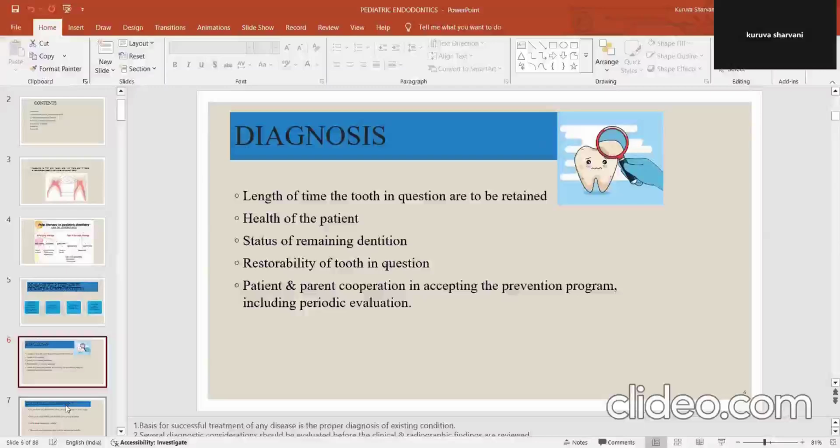For any pulp therapy, whether it may be pulpotomy or pulpectomy, more than 2/3 of the root must be present in order to do a pulpectomy or pulpotomy or any treatment related to pulpal pathology.